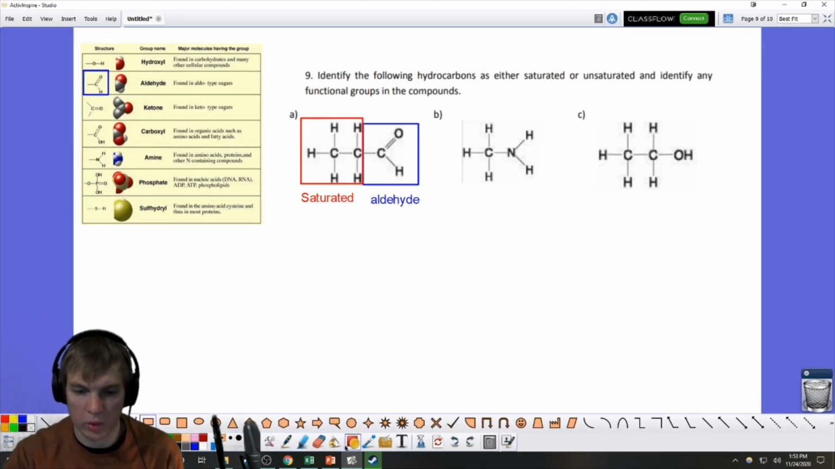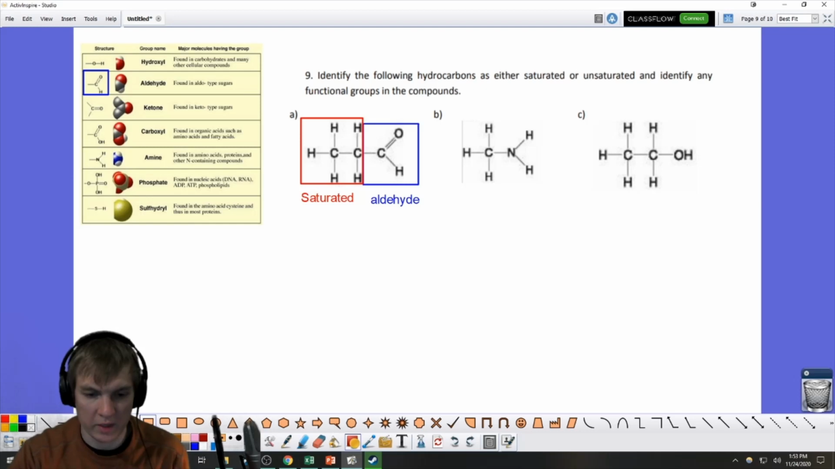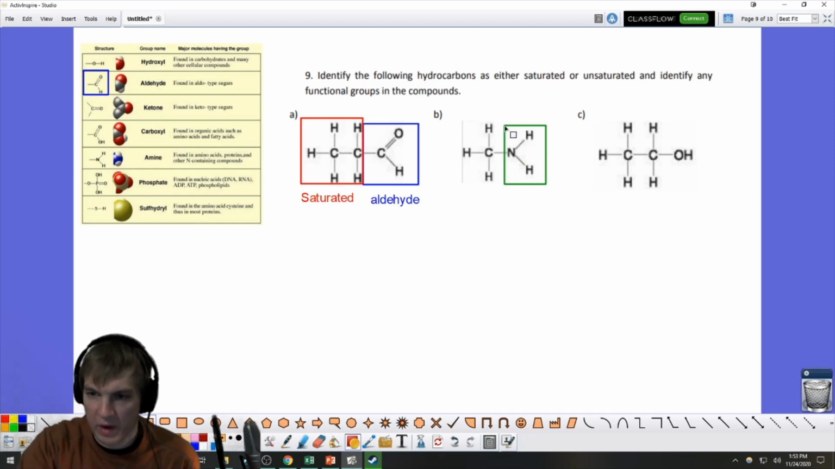All right, so the next one, we wanted to identify the functional group. So let's select a different color. And you can probably figure it out. It's basically anything that doesn't belong in that carbon-hydrogen chain. So that looks like it doesn't belong, or it matches one of these. And this matches this one right here. This is called an amine group. And then this is going to be part of the hydrocarbon.